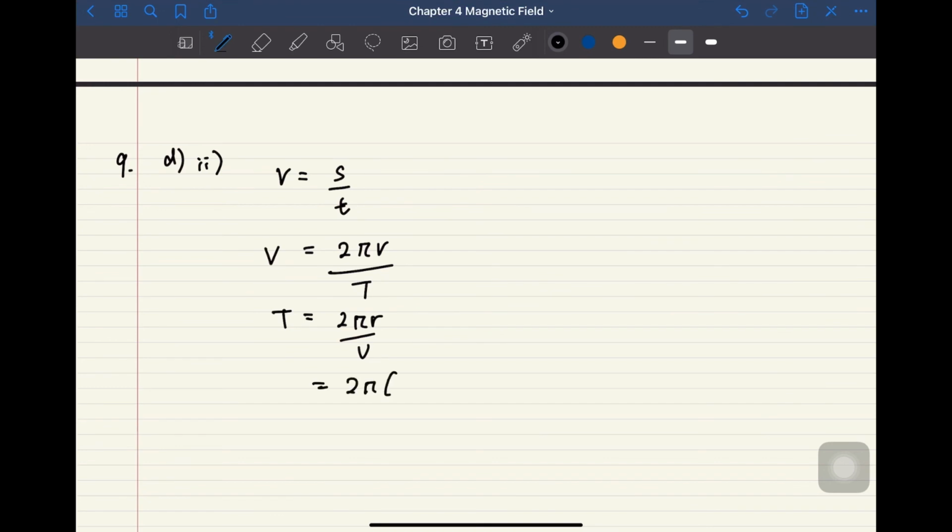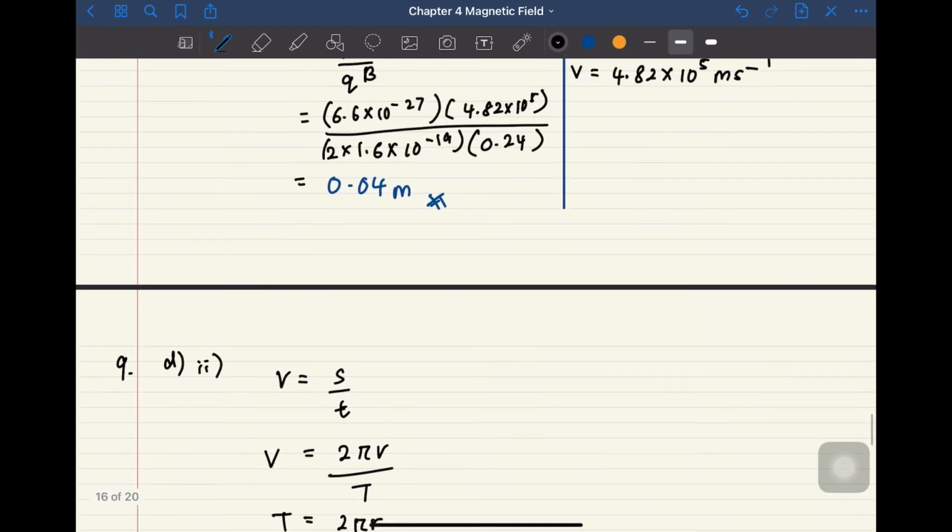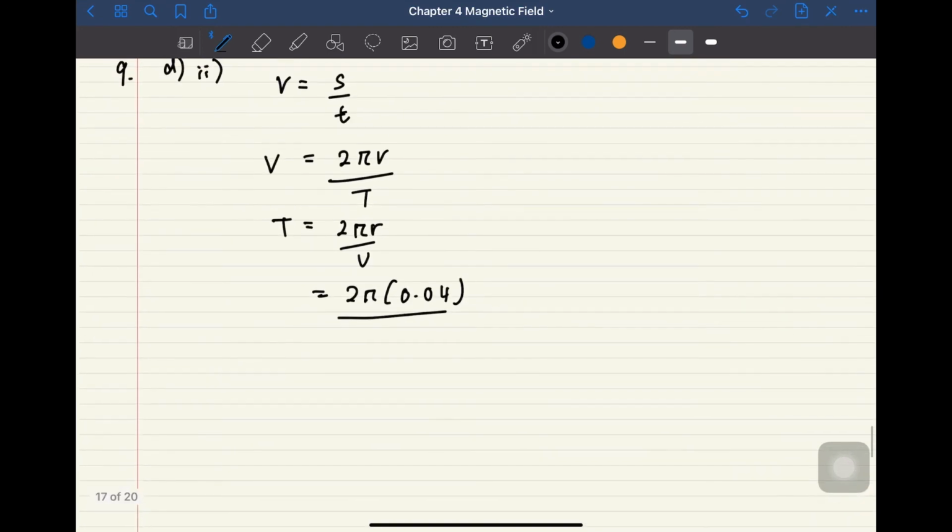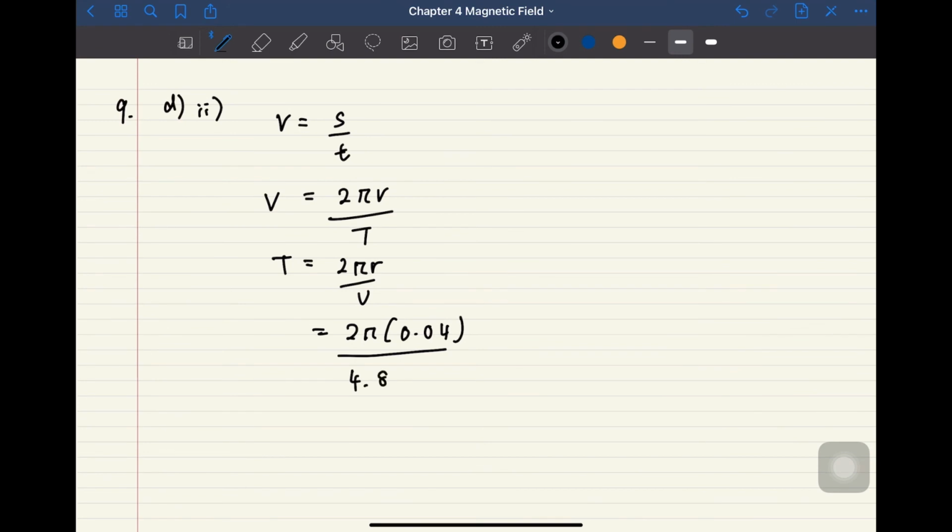The radius you got just now, 0.04, and the velocity is equal to 4.82 times 10 to the power of 5. So I got here 5.21 times 10 to the negative 7 seconds. So very quick circular motion here.